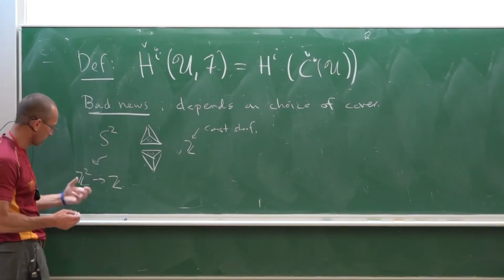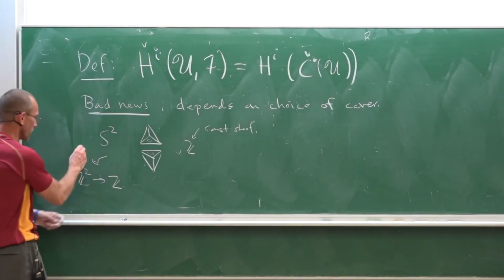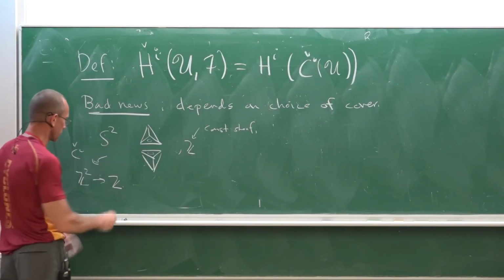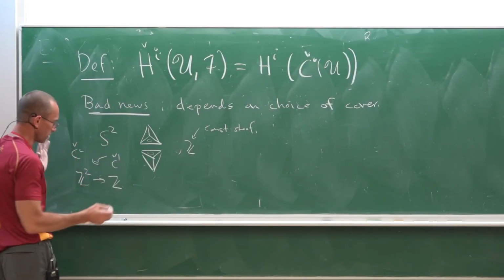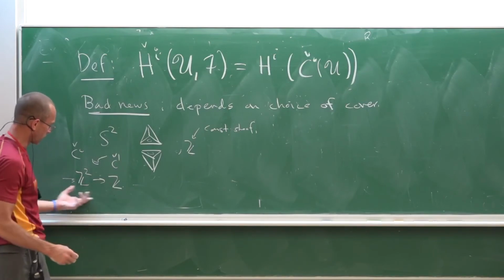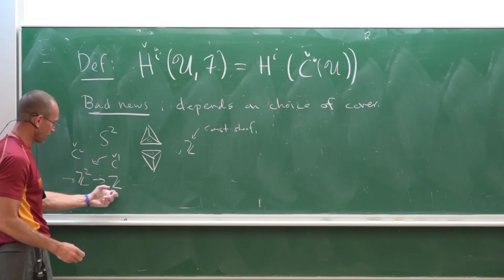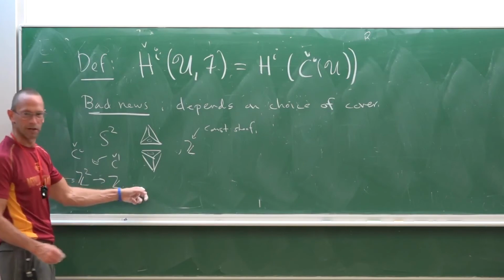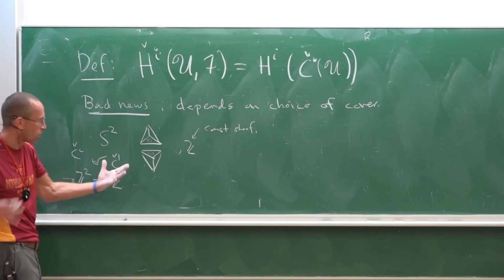I have 2 open sets. That's my C0. I have 1 intersection. That's my C1. I got nothing else. When I compute the cohomology of this, I only have positions 0 and 1. I'm never going to have an H2 of this, right? So it's too small a cover.